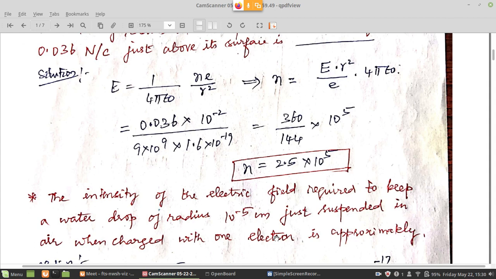Here you see the intensity of the electric field required, how much electric field is required to balance the water drop. So basically the water drop will fall, and all you have to do is balance it. So how much electric field is required for that purpose? That is the question. And the water drop contains only one electron, so it is charged with one electron. So how much is the electric field required? How will you calculate this? Size of the water drop is given. That is 10 power minus 5 centimeters.